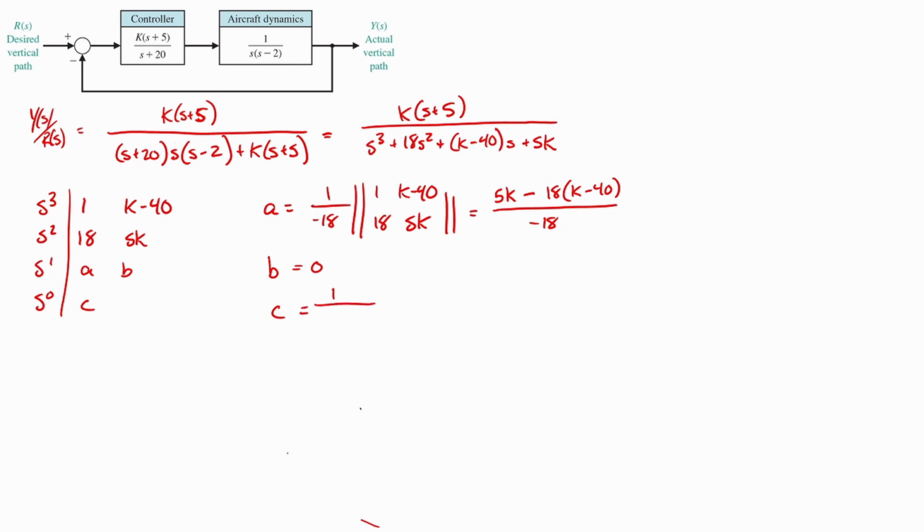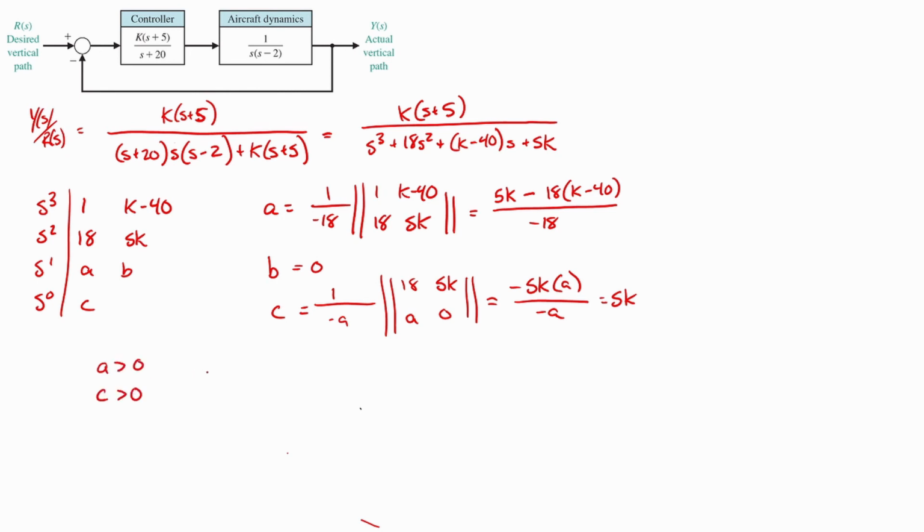1 over negative A. So this whole system here, I'm just going to write negative A. And we're going to have 18, 5K, A, and 0. So we're going to have 5K, negative 5K times A all over negative A, which equals 5K. Okay, so in order to ensure stability, we know that A and C have to be greater than 0.